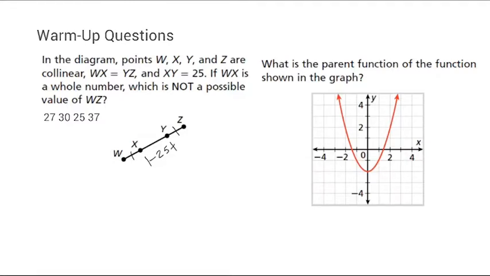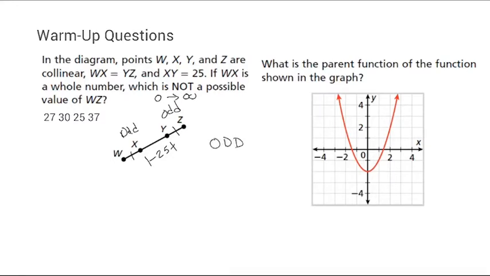And it says, if WX is a whole number, which is not a possible value of WZ. So our whole numbers go from 0 to infinity, counting by 1. So 0, 1, 2, 3, 4, 5, 6, and all that. So let's think about this. If WX is an odd number, that means YZ is an odd number. Two odd numbers add up to an even number, plus 25, which is an odd, gives me an odd number.